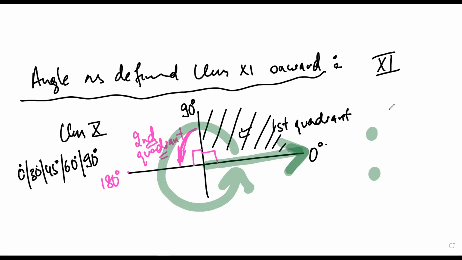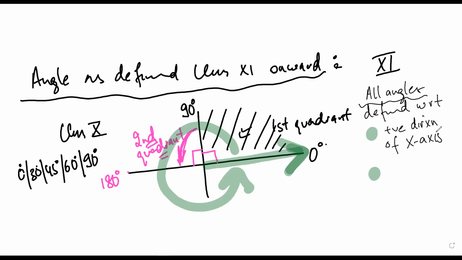So two small things that we need to understand, commit to memory, never forget. One, all angles are defined with respect to positive direction of x-axis, and all angles are measured in anti-clockwise direction. Anti-clockwise direction. Any doubt in here?